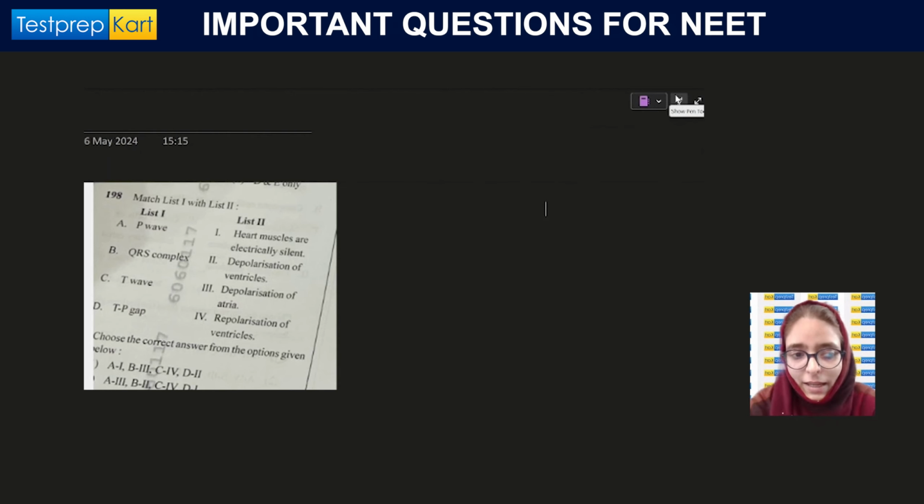And in the list second, we have first option as heart muscles are electrically silent. Second is depolarization of ventricles, and third one is depolarization of atria, and fourth one is repolarization of ventricles.